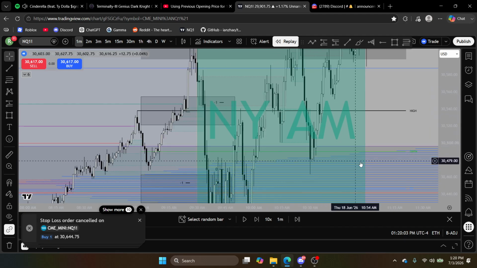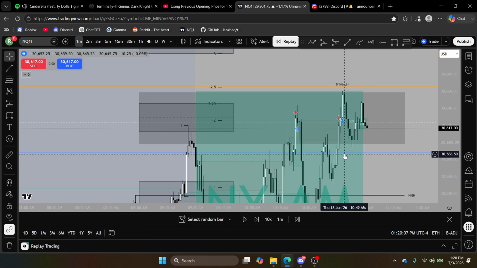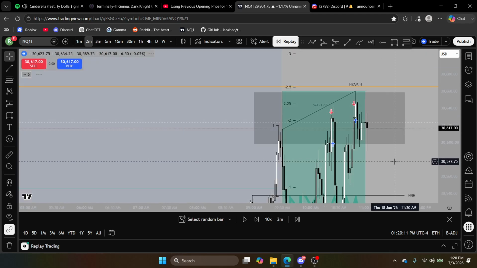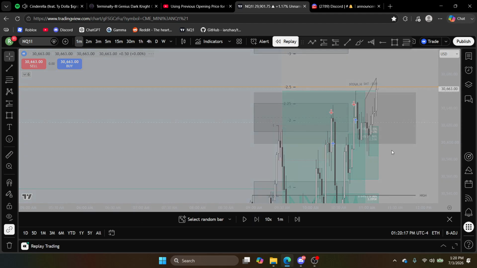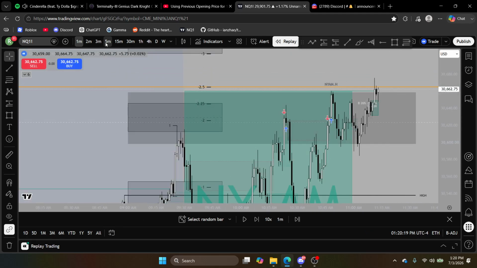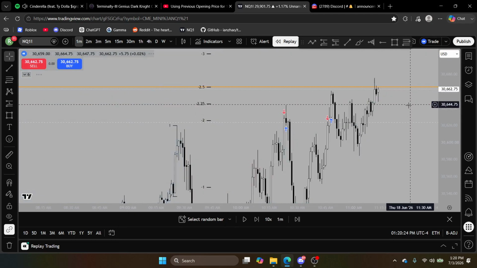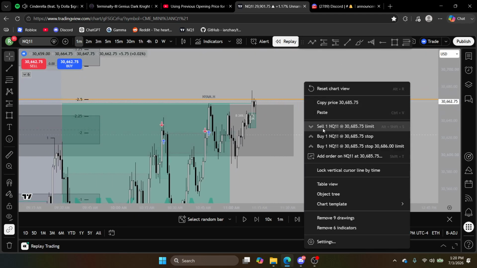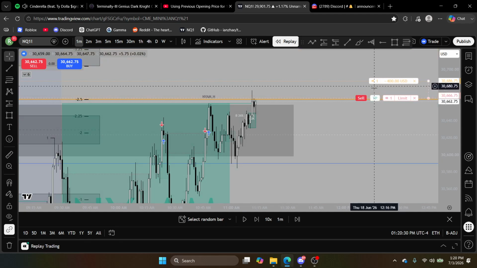Wish I understood draws on liquidity better. I could probably trade better. No SMT between those. I do see this SMT happening though. I see a slight exhaustion happening. That's the other fair value gap. We tapped into it. We're having exhaustion.